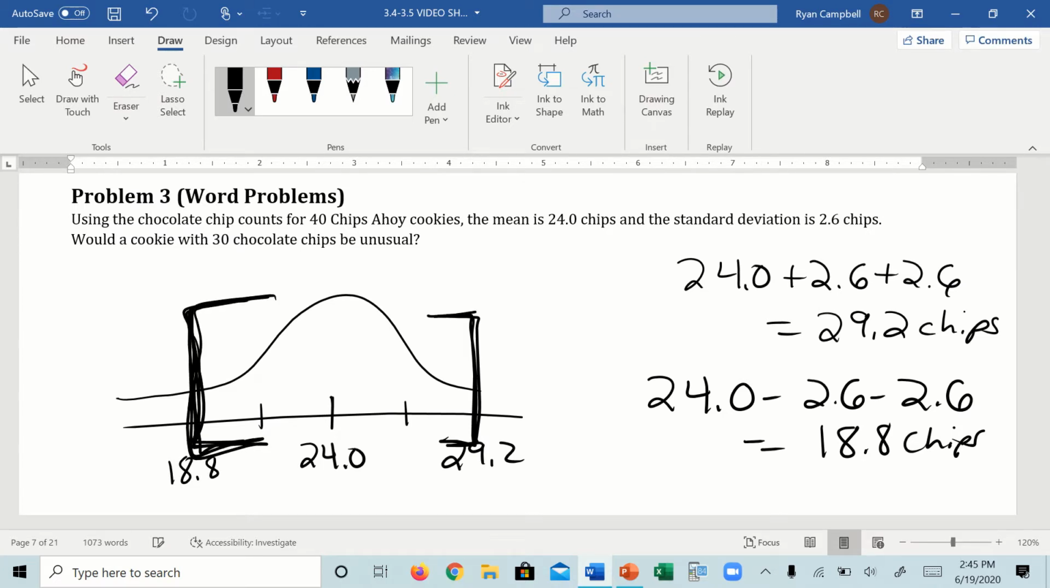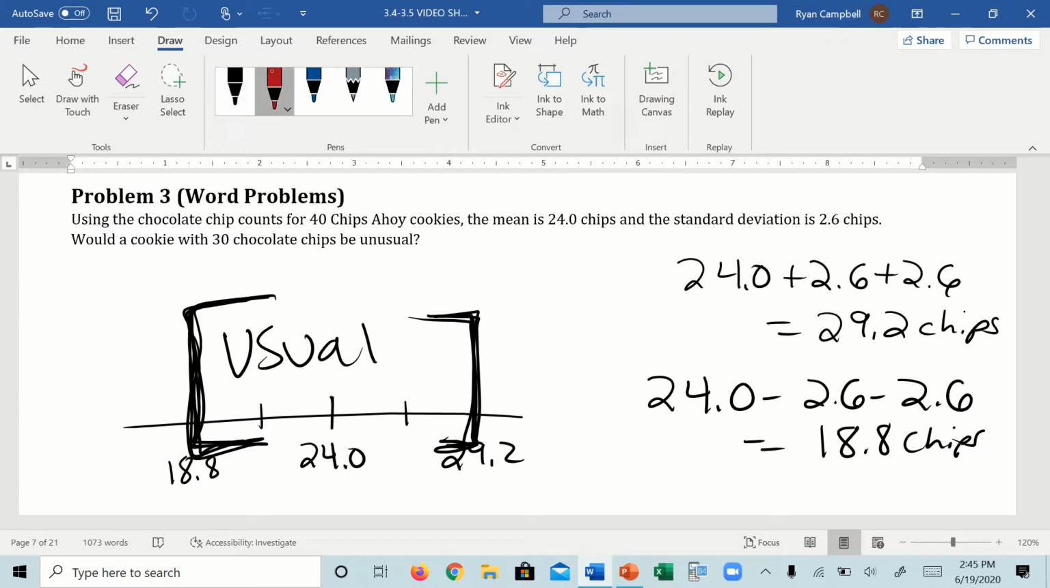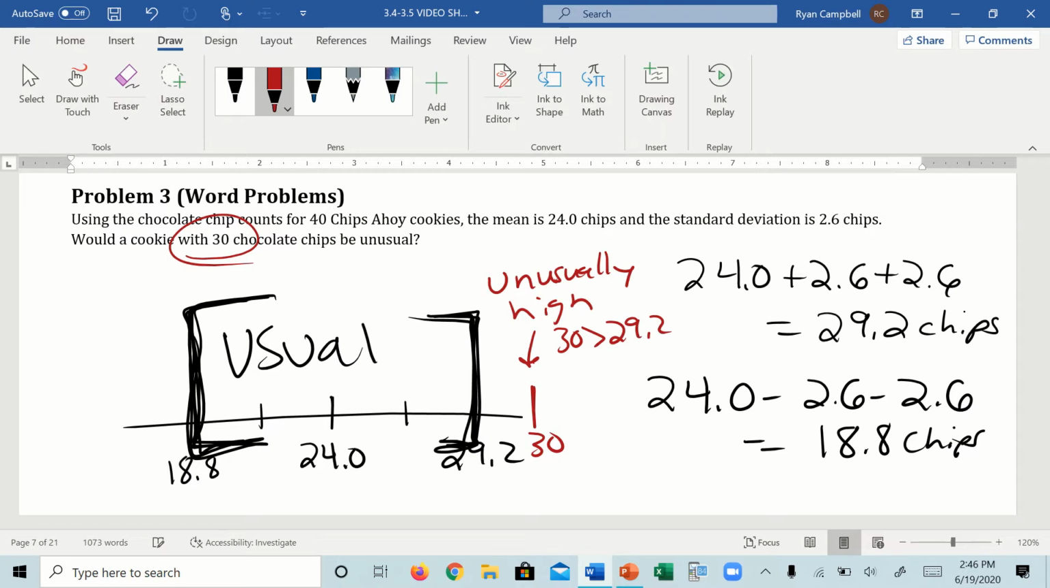All right, so everything inside of here is considered usual. We can even erase that and make it look a little easier. So we want to know, is 30 chocolate chips considered unusual? Well, where's 30 on this number line? 30 would be right here. So it's outside. So yes, this would be considered unusual. And would it be unusually high or unusually low? Well, it would be unusually high, because it's higher than the maximum. 30 is bigger than that maximum value. So it's unusually high.